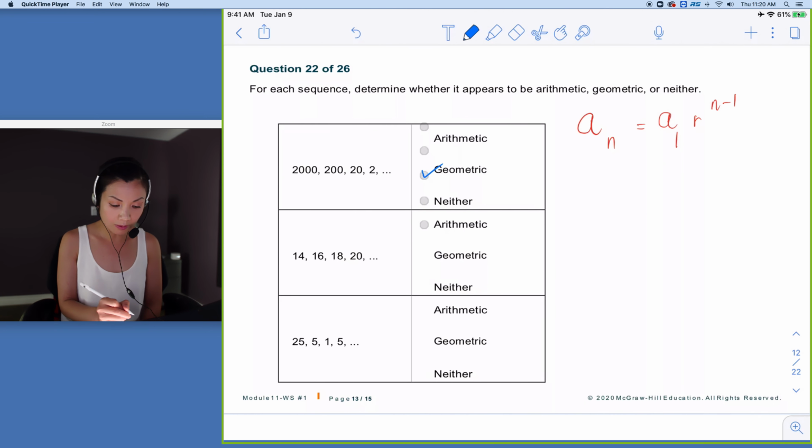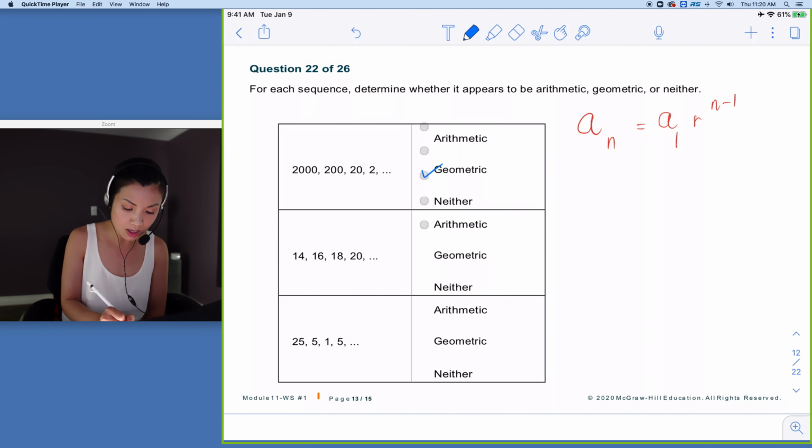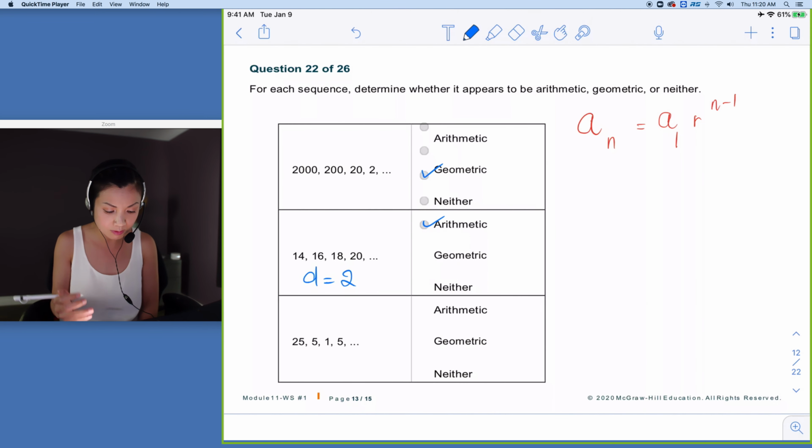For the next sequence, we have 14, 16, 18, 20. So if I keep adding 2, I'm going to get the answer. So this one should be arithmetic because d is going to be 2. I keep adding the same number.